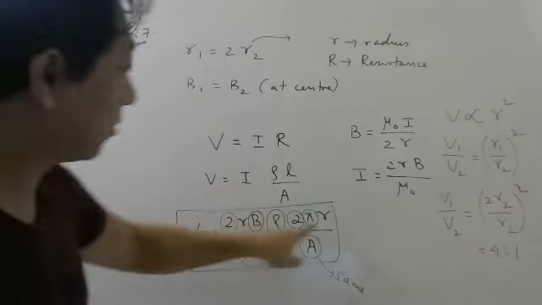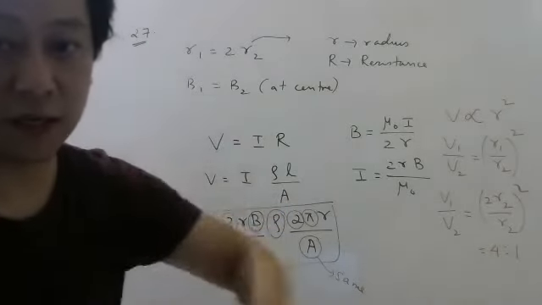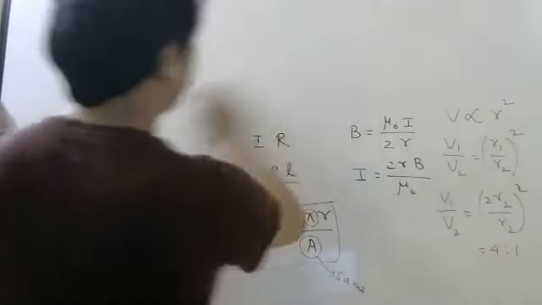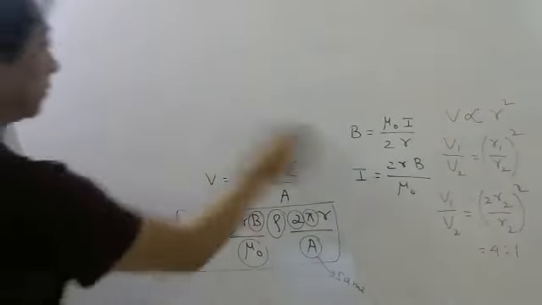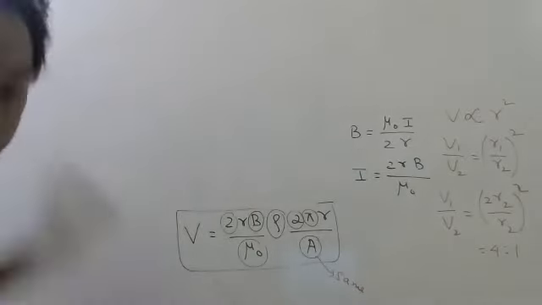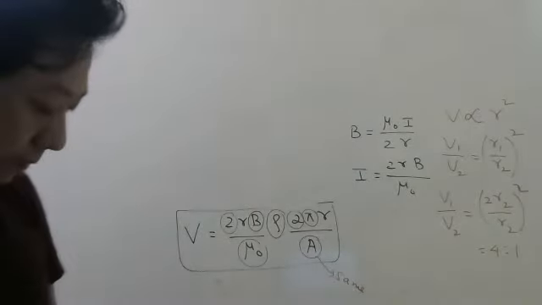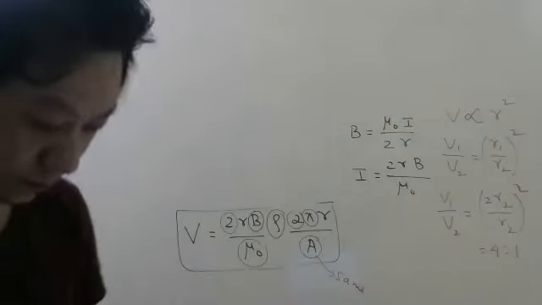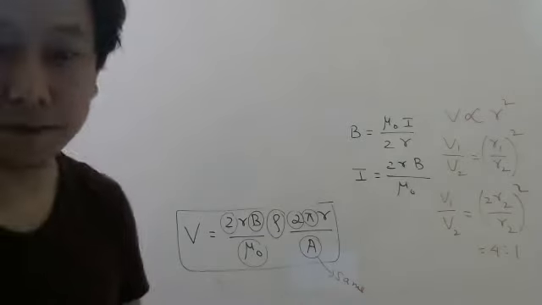Length is 2 pi r. Remember, because it is a circle, the length of the wire will be 2 pi r. Done?